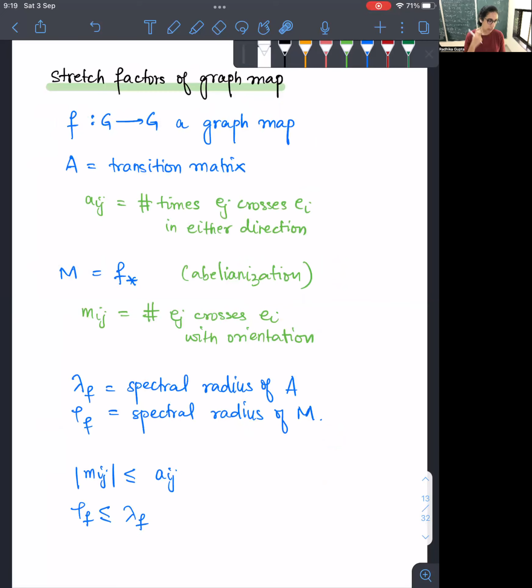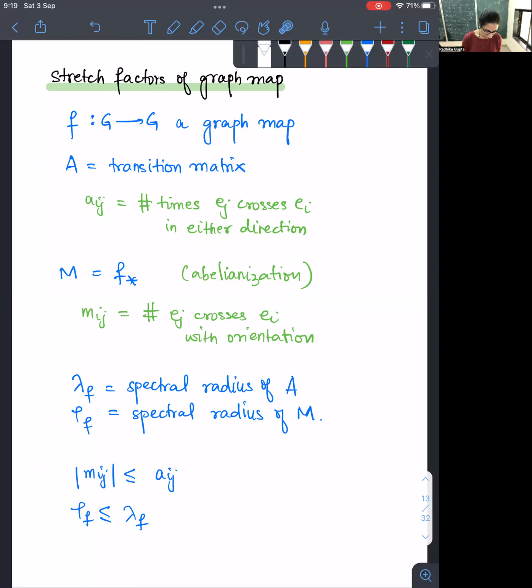Cool. So now earlier I told you about stretch factors for free group automorphisms, but I can also define stretch factors for graph maps. And because I'm realizing free group automorphisms as graph maps, these two definitions are actually going to be compatible. So let's start with a graph map. Then I can define a transition matrix for that graph map, where each entry is the number of times an edge crosses other edges in either direction, in any direction.